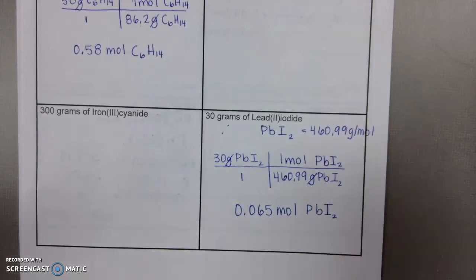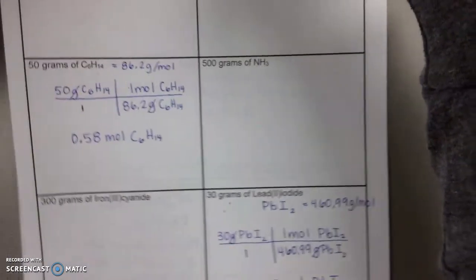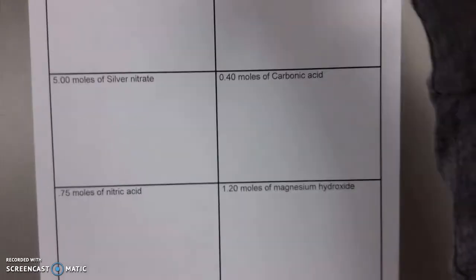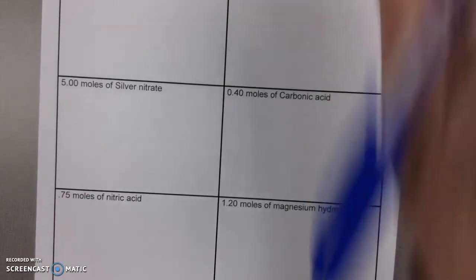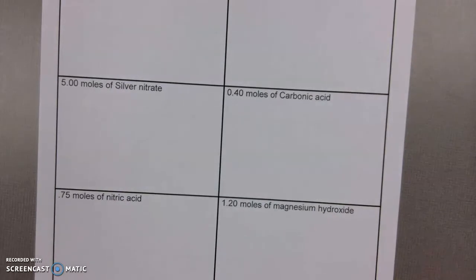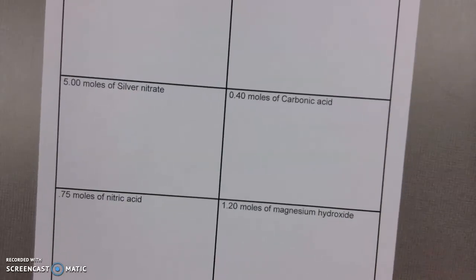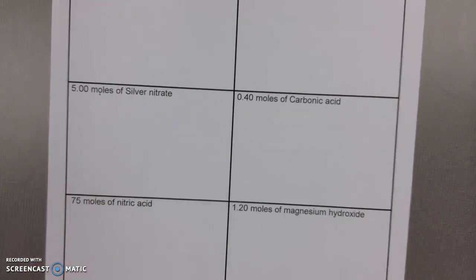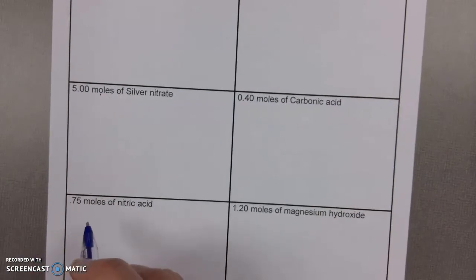All right, let's do the reverse. If I gave you the actual moles, and I wanted you to convert into grams. So again, in order to do that, you will need to use your molar mass. So if you need to refer back to your molar mass video of how to calculate molar mass, please do so. Let's do a couple of these examples. So here we're starting with moles, and I want you to convert into grams. Let's start with this one right here. 5 moles of silver nitrate.